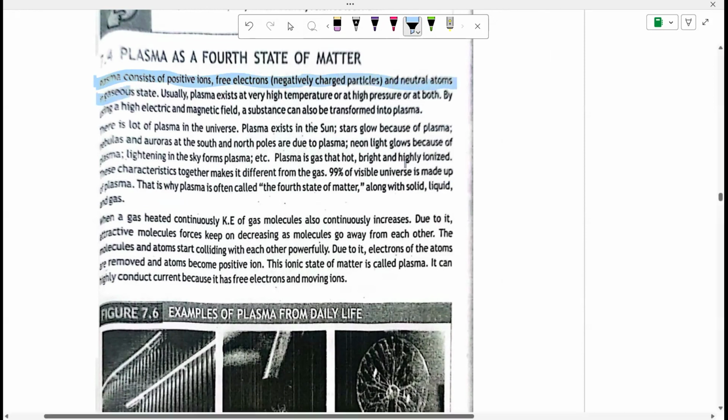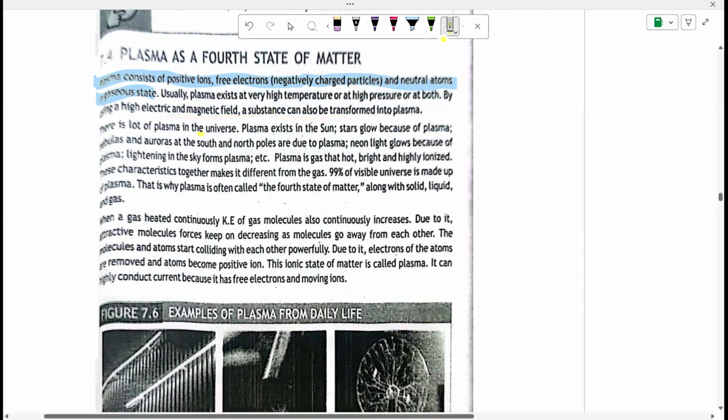Their combination is known as the gaseous state. When you extremely heat up a gas, this state comes into existence, in which positive, negative and neutral ions, everything, exist at the same time. After the gas state, this state is formed. Usually plasma exists at a very high temperature and high pressure, both. By using a high electric and magnetic field, a substance can also be transformed into plasma.